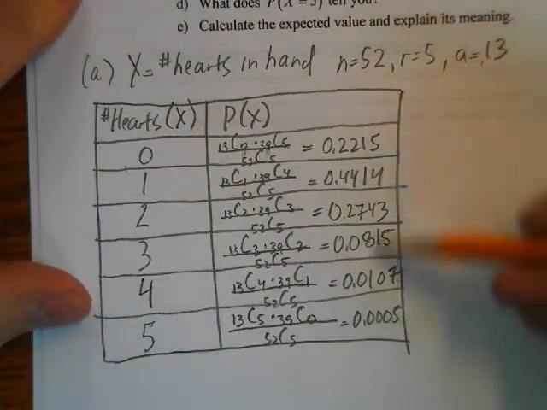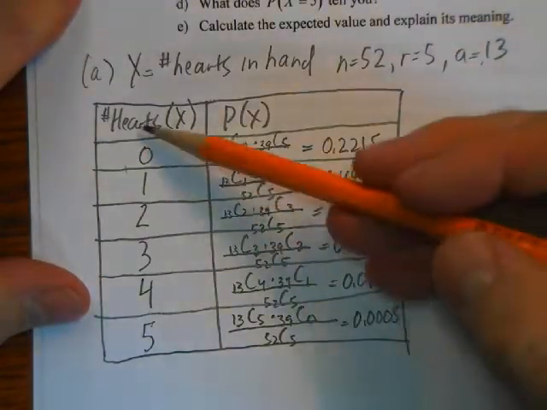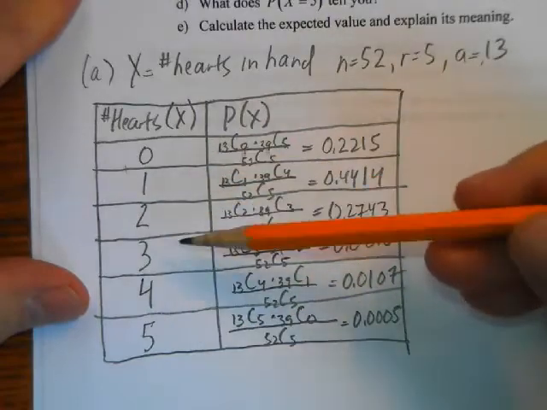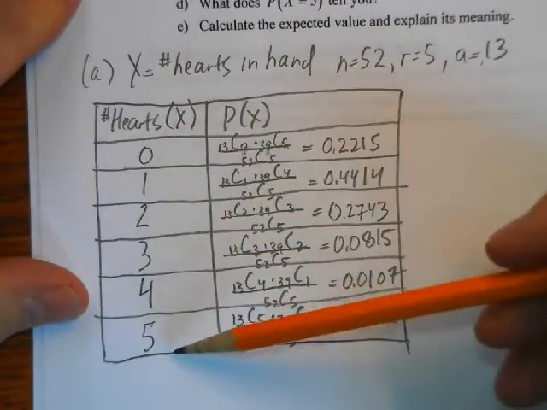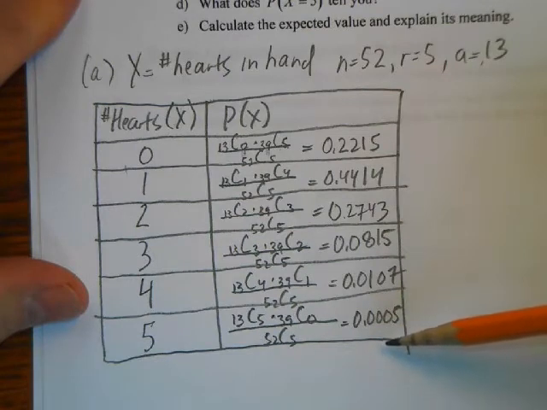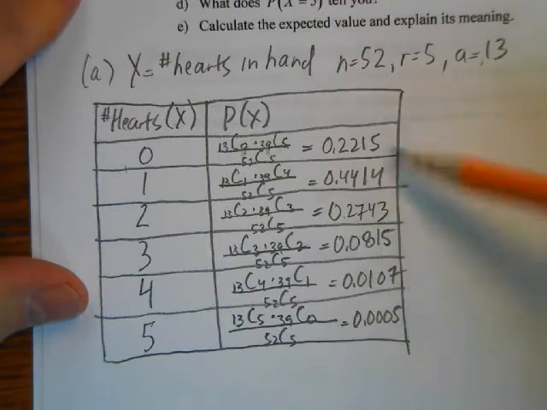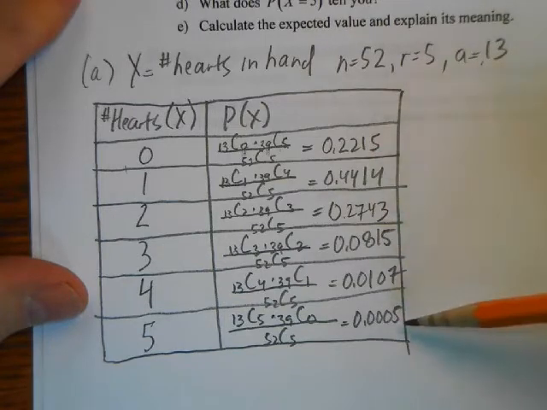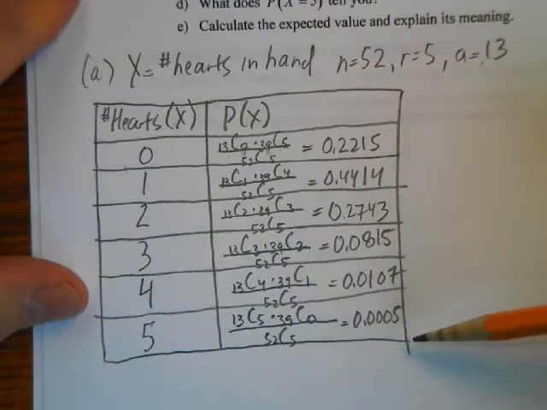Now, I'm not going to do it, but since this is all the possible numbers of hearts, if we add up these probabilities, we probably won't get exactly 1, but it should be very, very close. It'll probably be a little bit off due to rounding, maybe a 1,000th or 10,000th off, so no big deal.